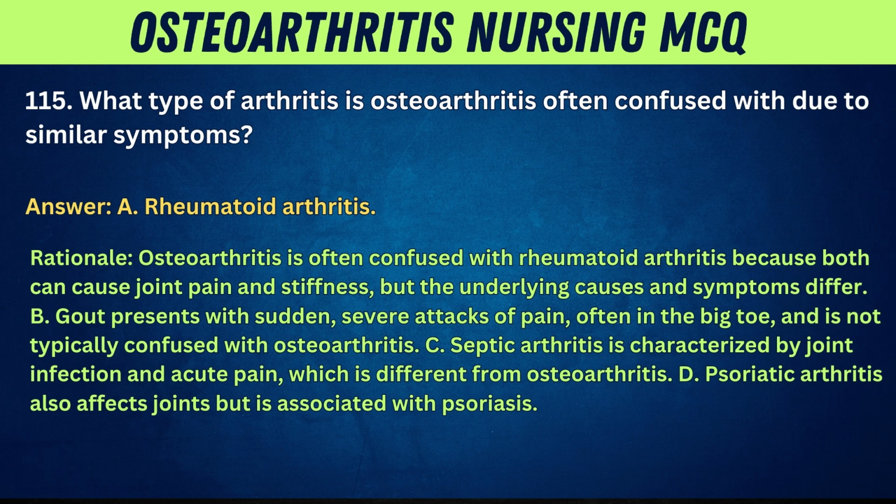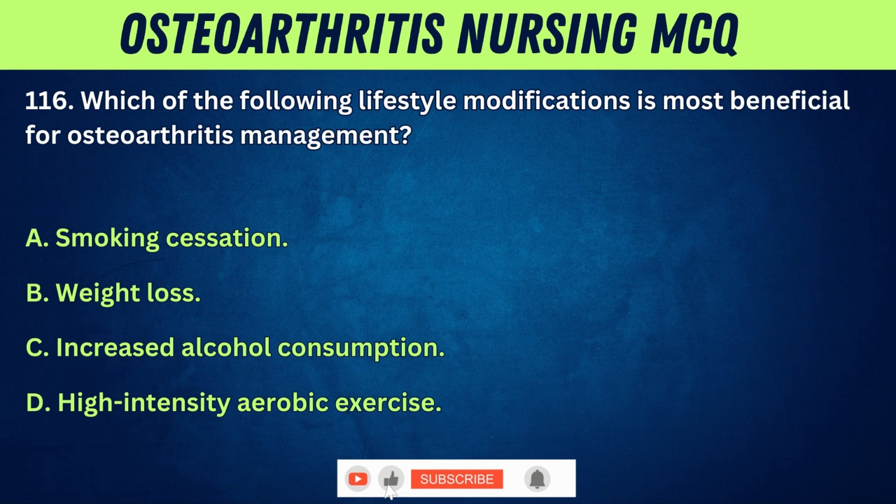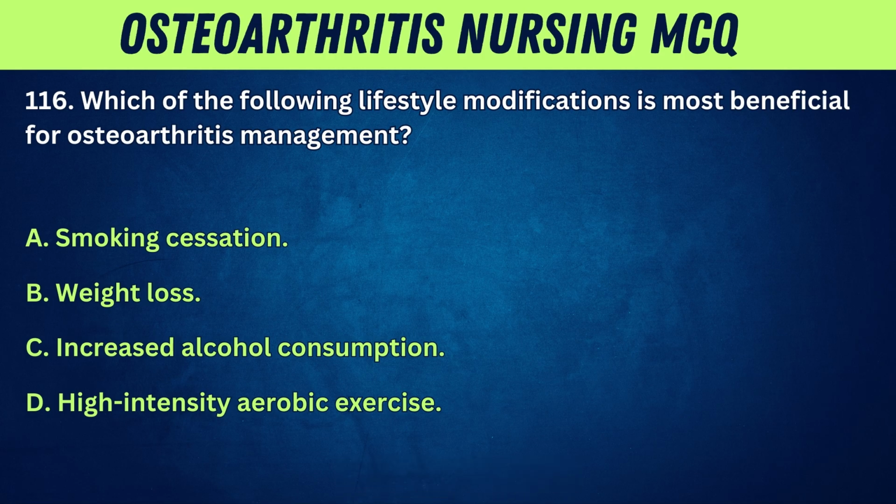B. Gout presents with sudden, severe attacks of pain, often in the big toe, and is not typically confused with osteoarthritis. C. Septic arthritis is characterized by joint infection and acute pain, which is different from osteoarthritis. D. Psoriatic arthritis also affects joints, but is associated with psoriasis. 116. Which of the following lifestyle modifications is most beneficial for osteoarthritis management?